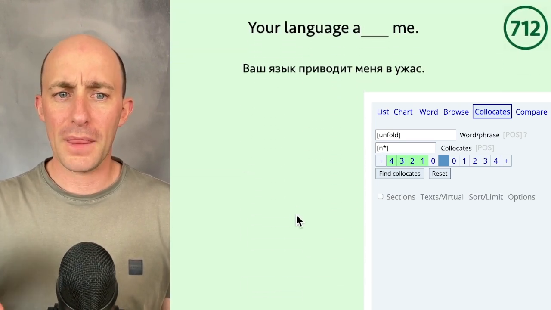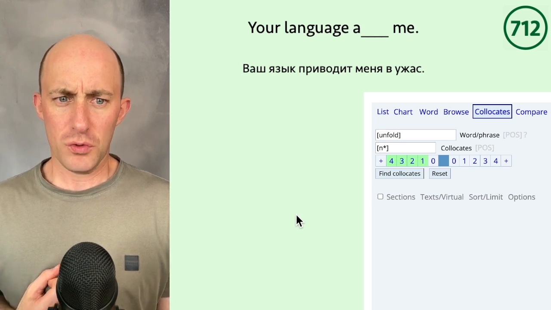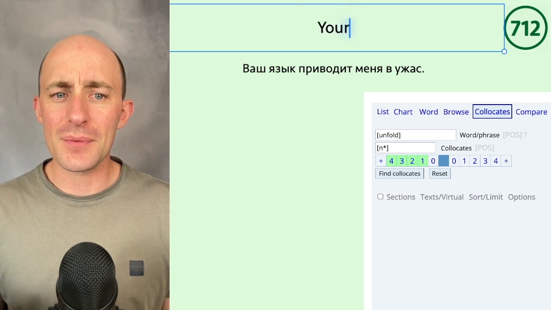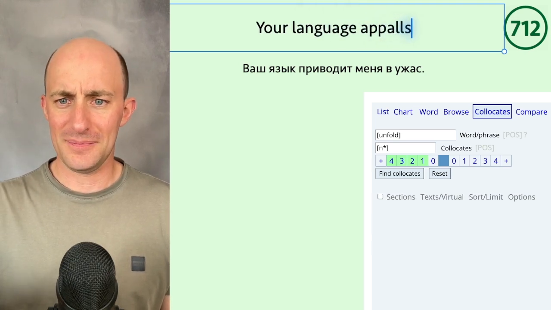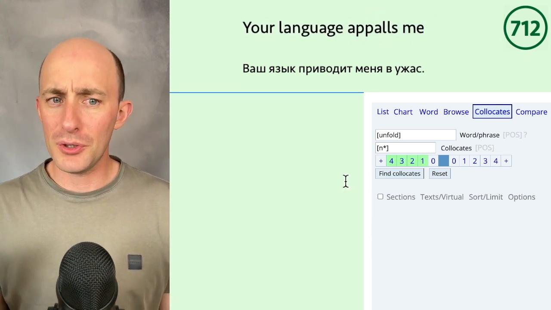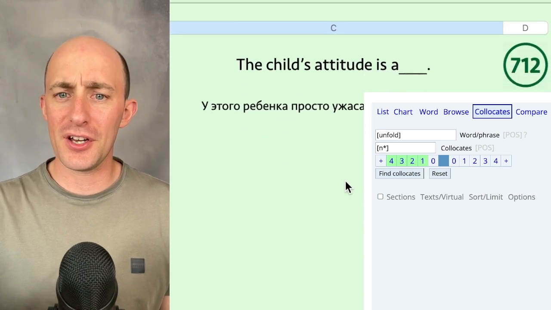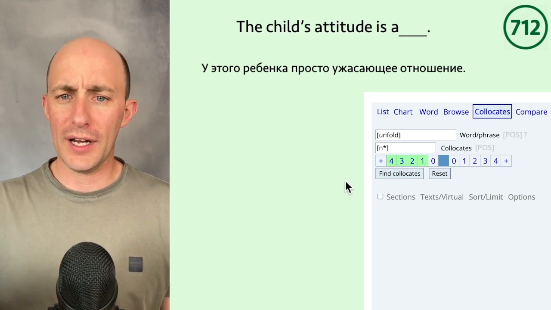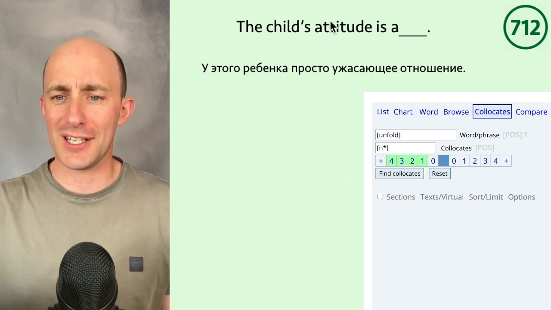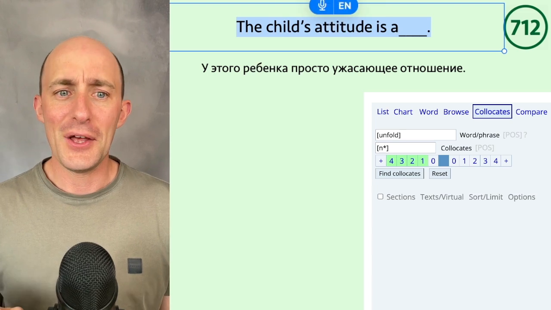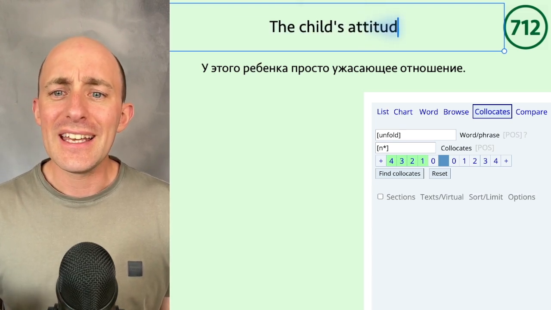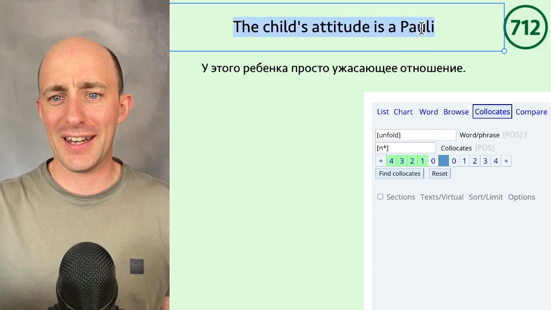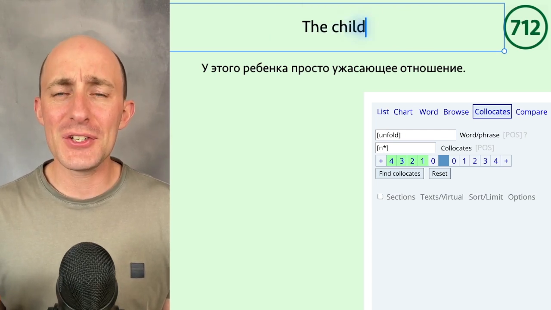The next one. Ваш язык приводит меня в ужас. Your language appalls me. This word appalls isn't used so often as a verb, but the adjective appalling is used more. У этого ребенка просто ужасающее отношение. The child's attitude is appalling.